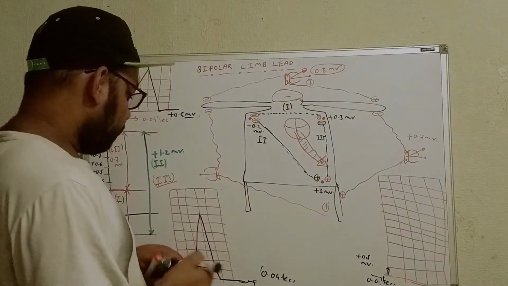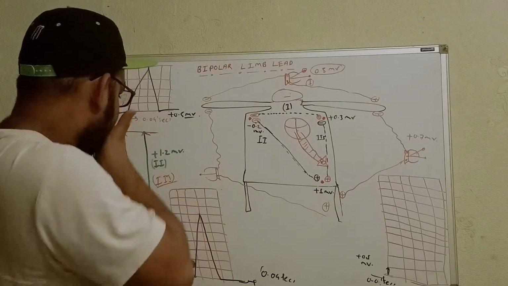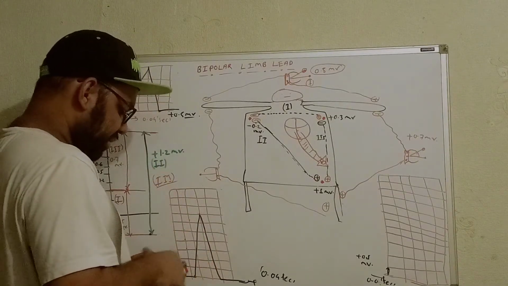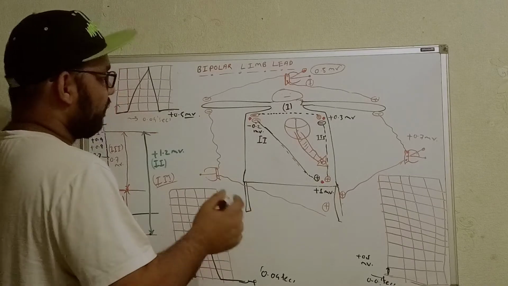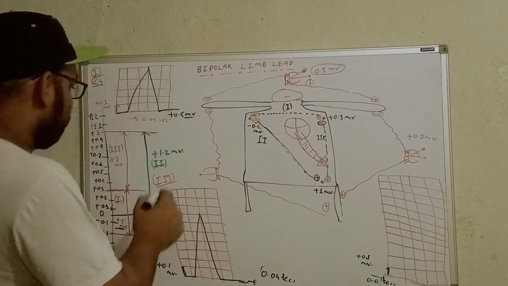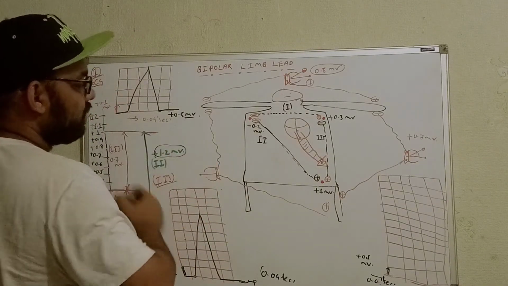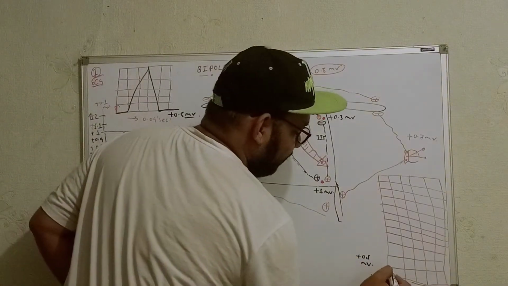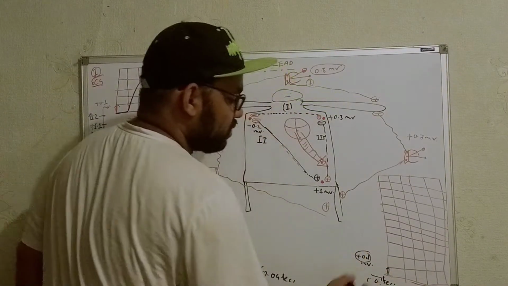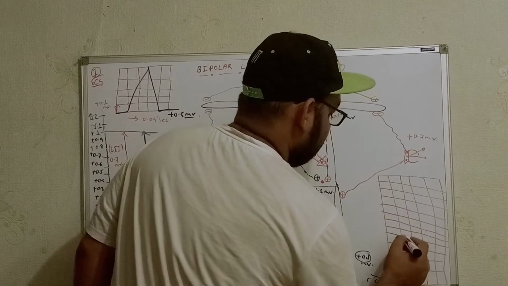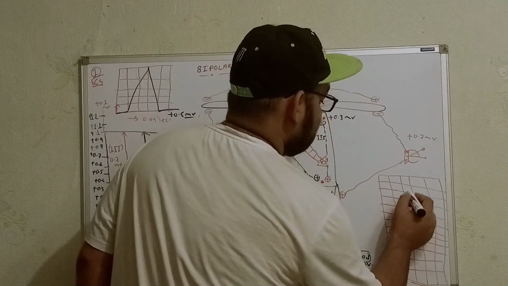Now whatever we get over here, in this way we will get the electric potential difference in terms of lead number 2. We got how much? Plus 1.2 millivolt. Now vertically, if we get 0.1 for each division, so we will get how much? 1, 2, 3, 4, 5, 6, 7, 8, 9, 10, 11, 12.